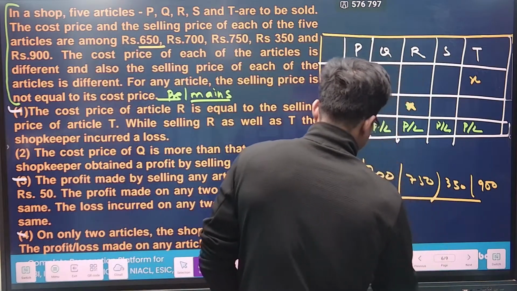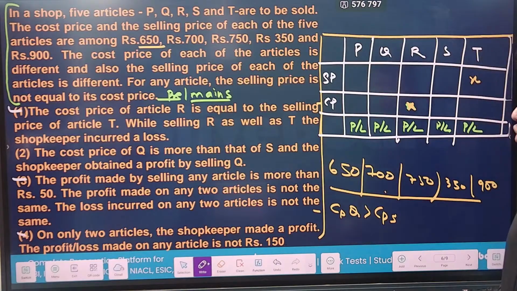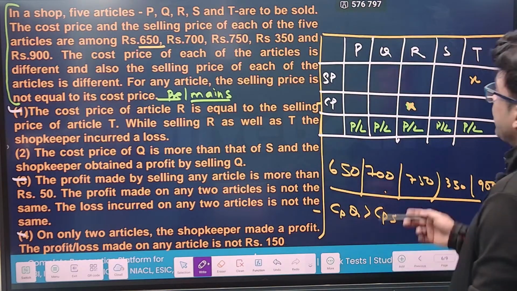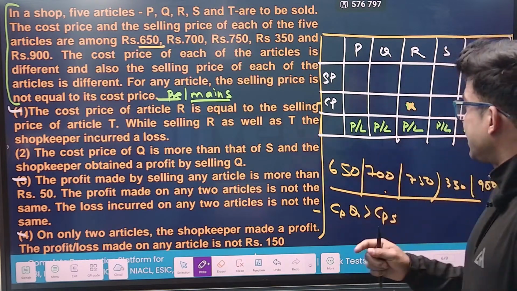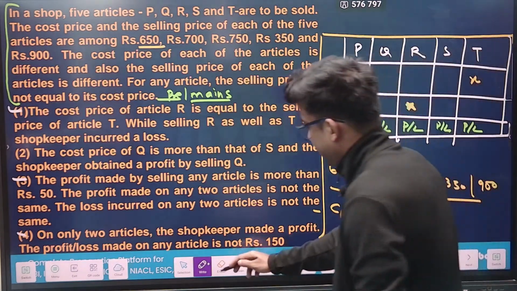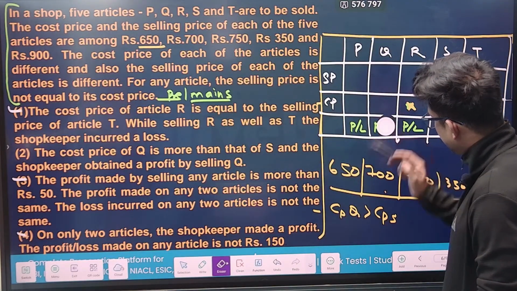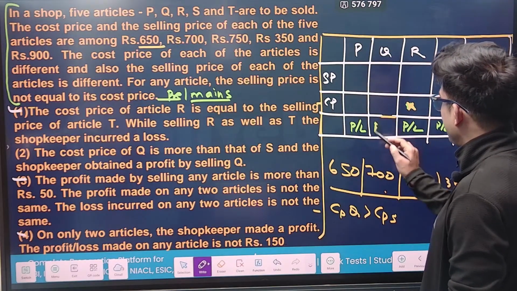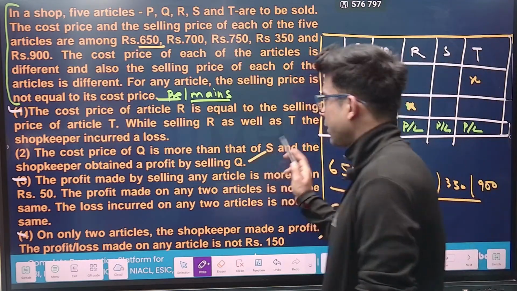Okay, we'll use it later on. The shopkeeper obtained a profit by selling Q. So now it is very much clear that in case of Q you are having a profit, so I'll remove the loss. Correct, fine. So this point has also been made clear, and I have noted it down.